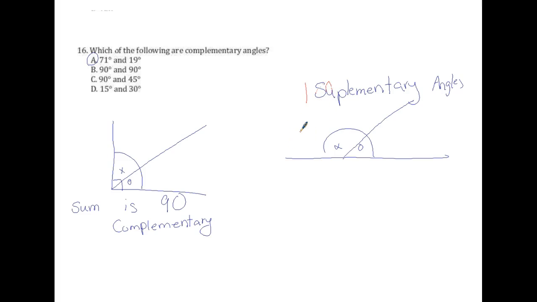Okay, so supplementary angles add up to 180. Complementary angles add up to 90. They complete each other to be right.